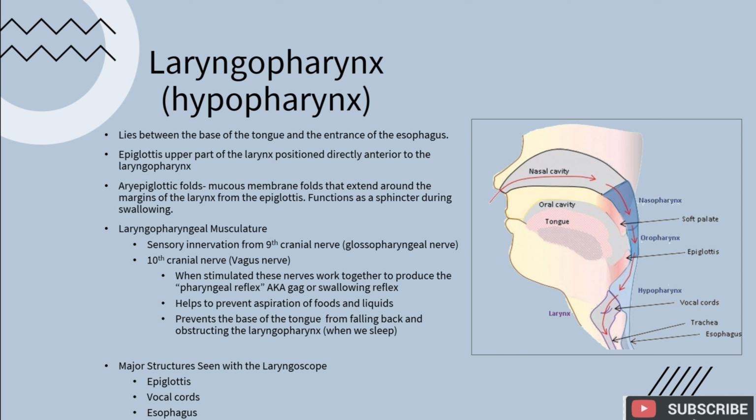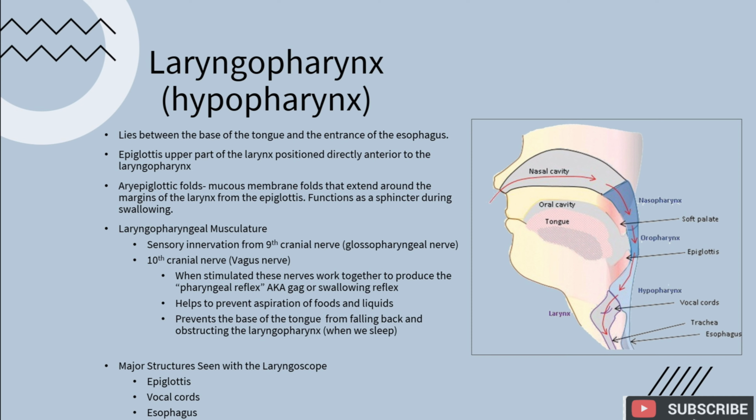Next, we have the laryngopharyngeal musculature. This houses the sensory innervation from the 9th cranial nerve, which is the glossopharyngeal nerve, and the 10th cranial nerve, which is known as the vagus nerve. And when these are stimulated, the nerves work together to produce a pharyngeal reflex, which is also known as your gag or your swallowing reflex. This helps prevent aspiration of foods and liquids, and it prevents the base of the tongue from falling back and obstructing the laryngopharynx when we are falling asleep.